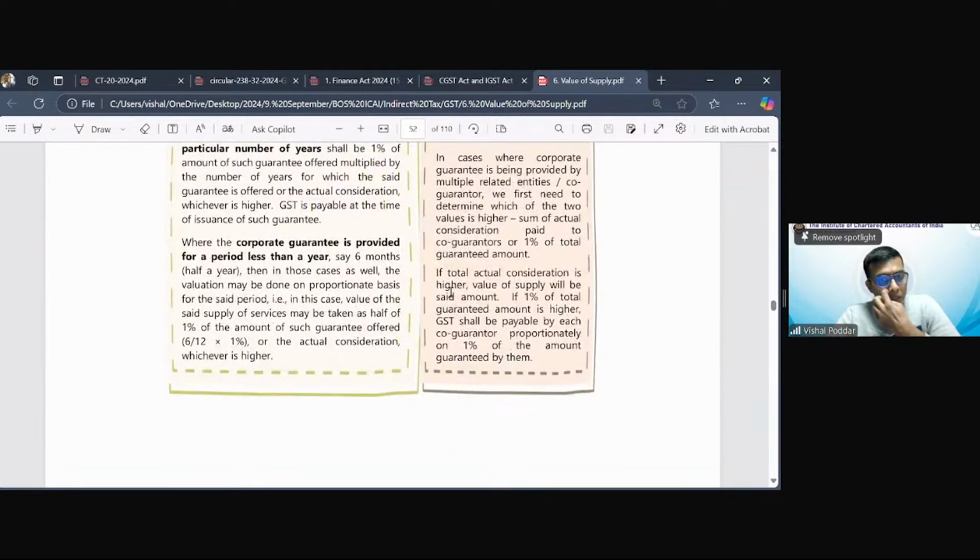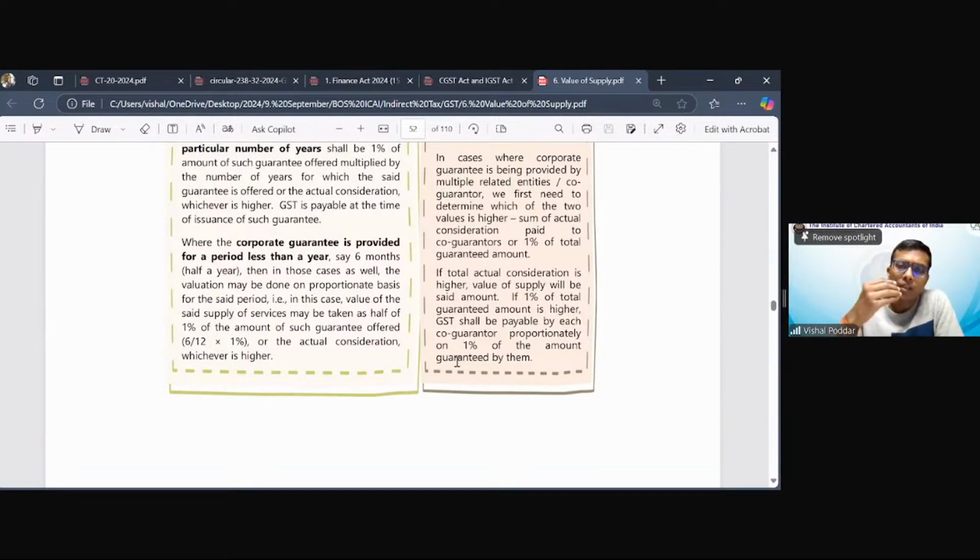If the total actual consideration is higher, the value of supply will be the said amount. If 1% of the total guaranteed amount is higher, GST shall be payable by each co-guarantor proportionately on 1% of the amount guaranteed by them.